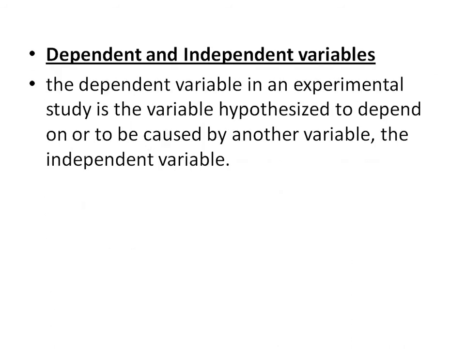Then come dependent and independent variables. So what are the dependent and independent variables? The dependent variable in an experimental study is the variable hypothesized to depend on or to be caused by another variable, the independent variable. So the dependent variable is caused by the independent variable.